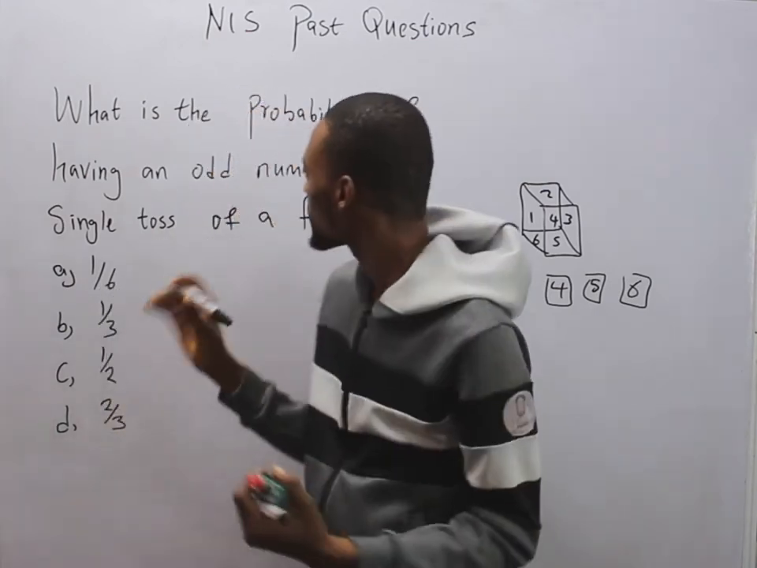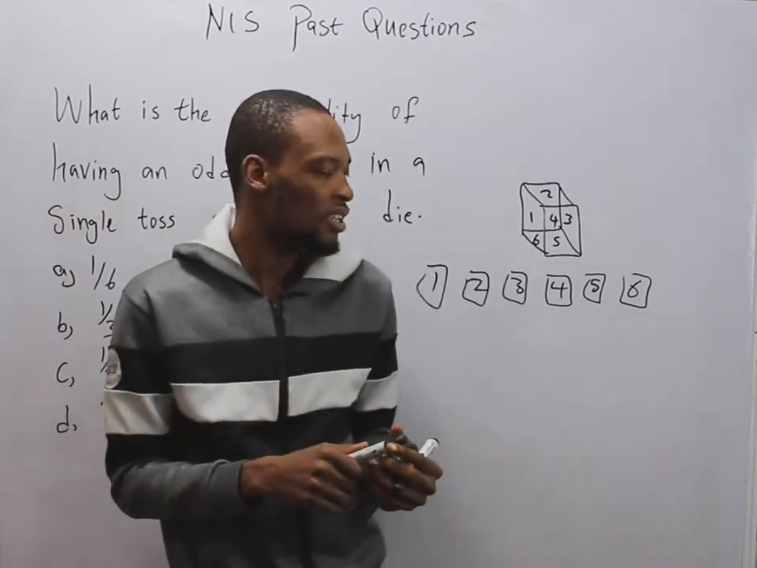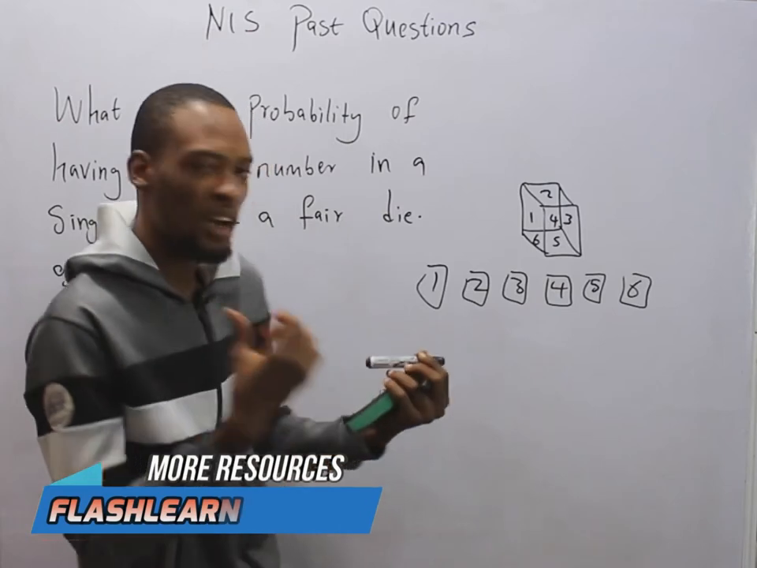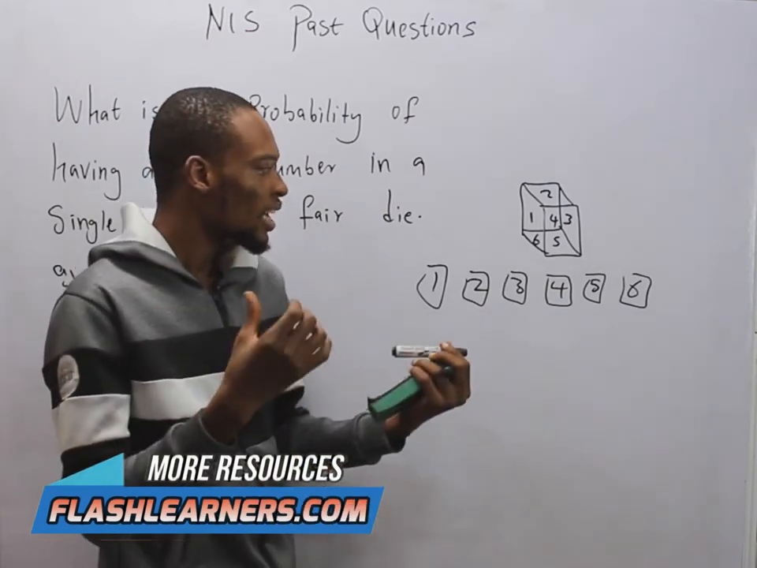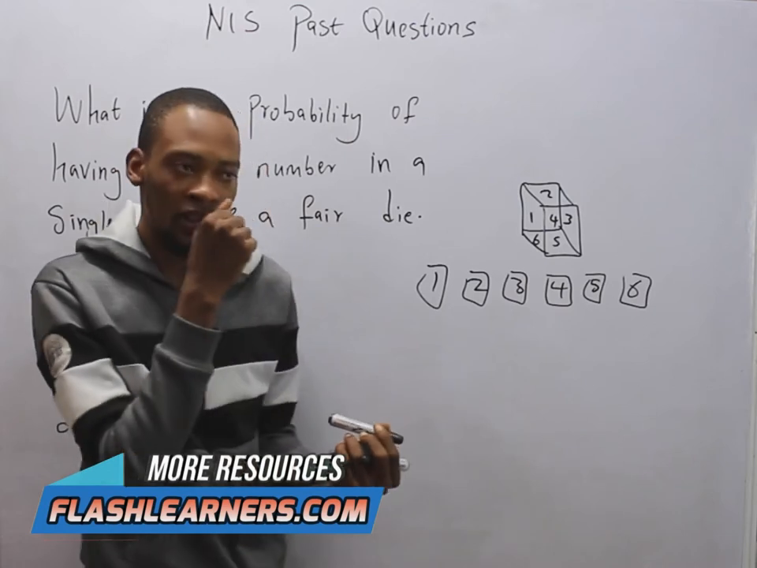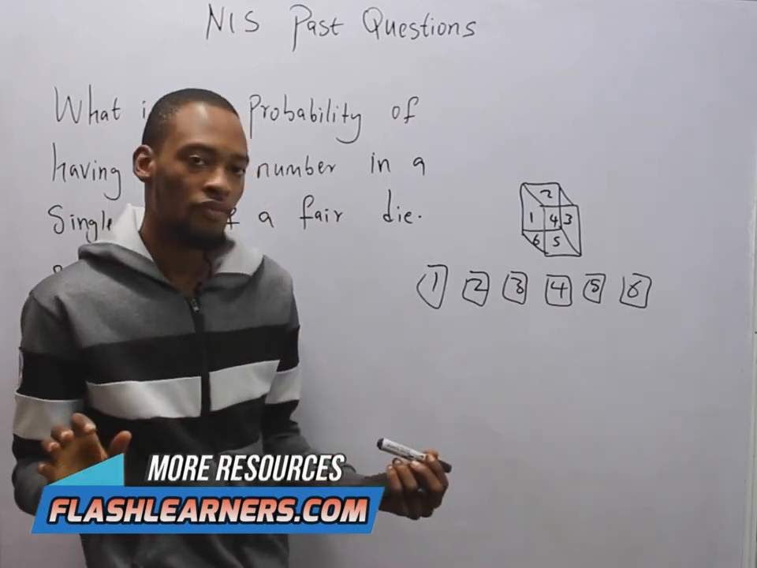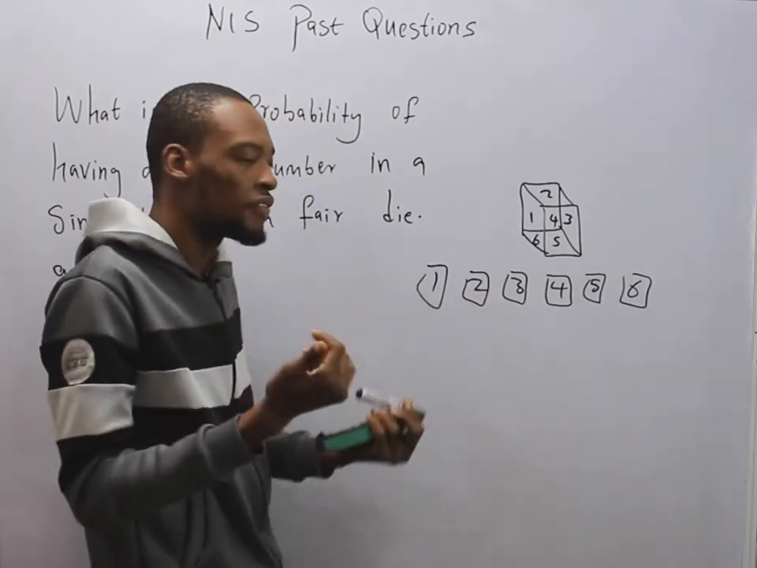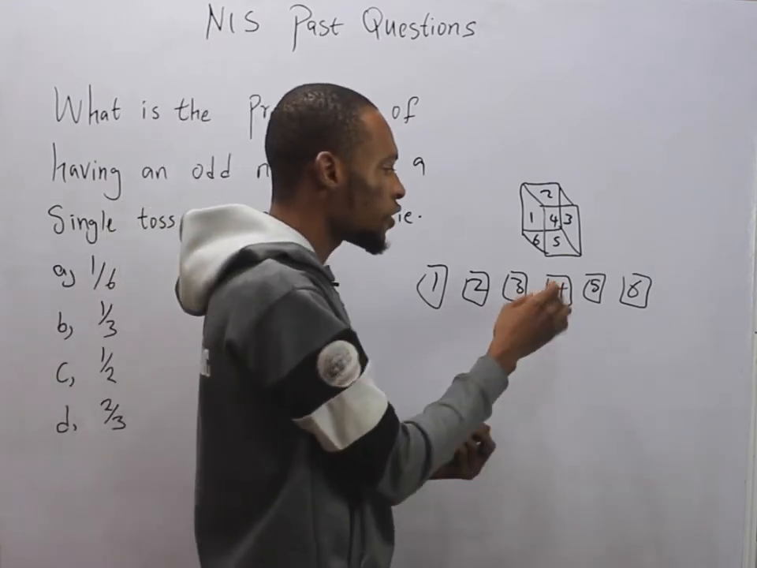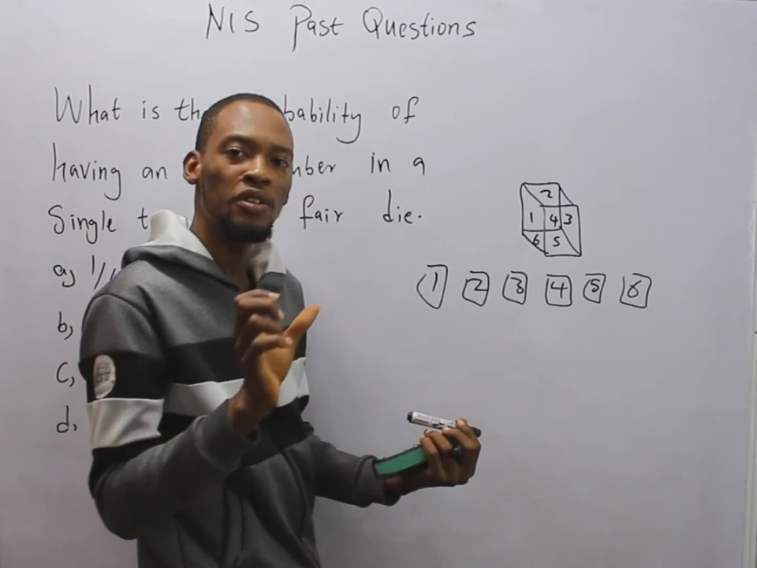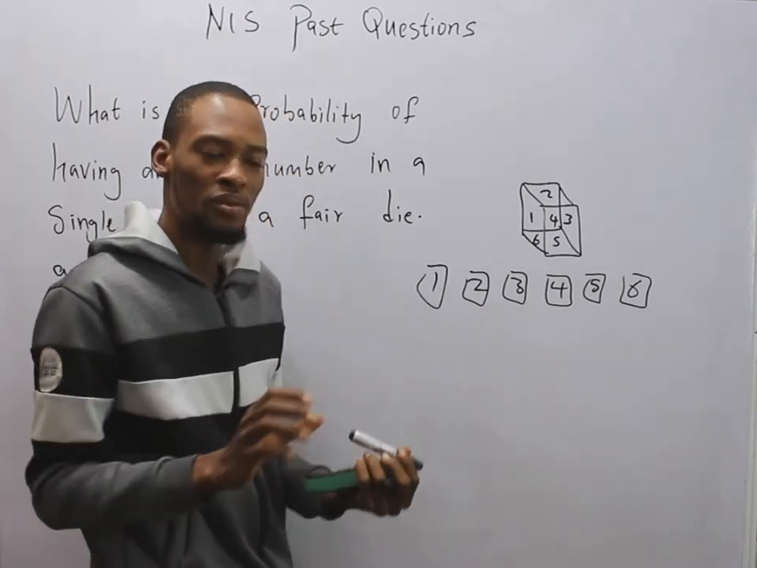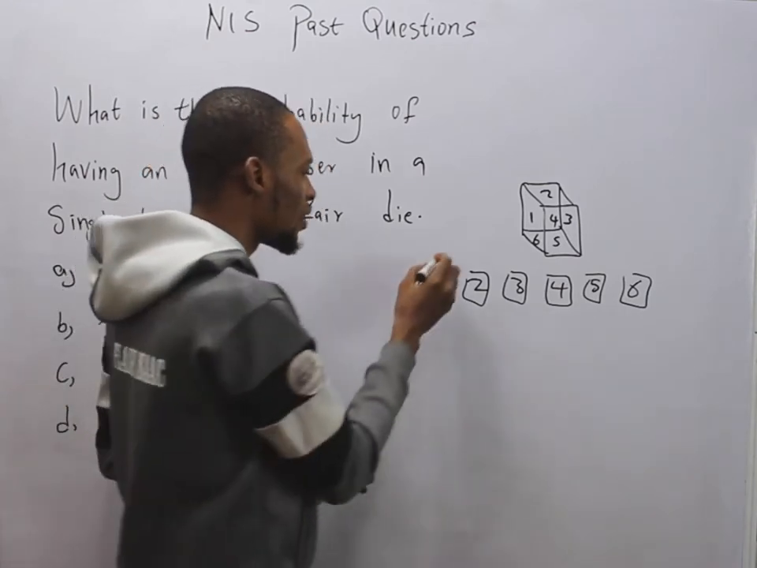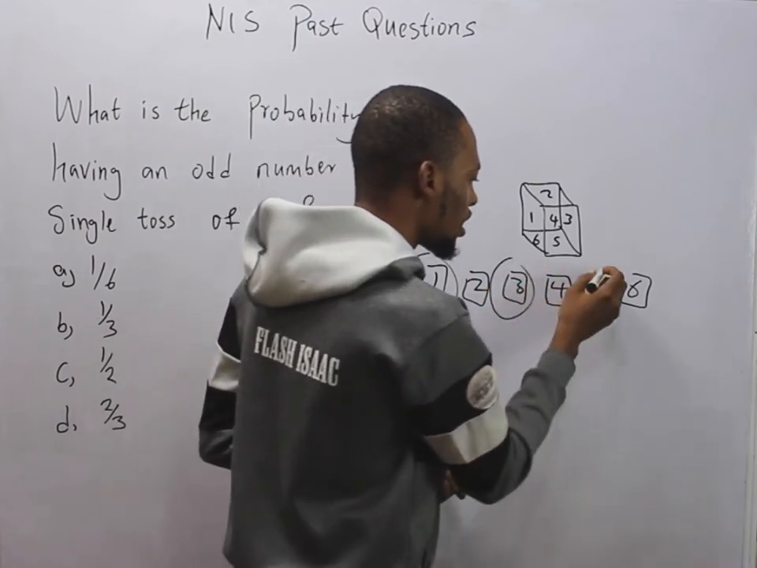Now, probability of having an odd number in a fair die. The question you should ask is, what are the odd numbers in the die? Or, what are odd numbers generally? An even number is any number that can be divided by 2 without a remainder. For example, 2 divided by 2 is 1. So it divides straight. It is an even number. 4 divided by 2 is 2. So even numbers are numbers that can be broken down into 2 without remainder. So the odd numbers here are 1, 3, and 5.